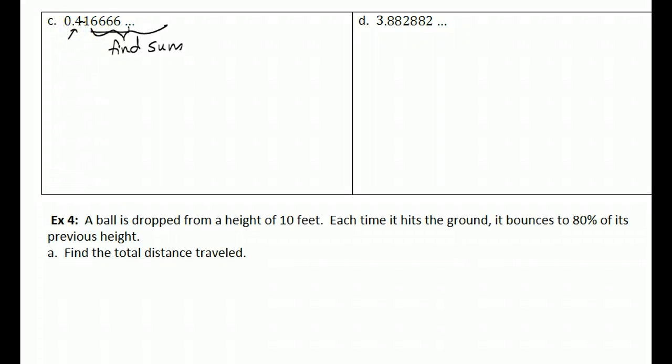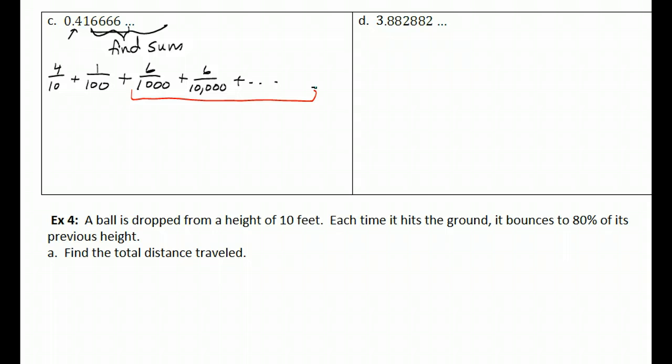I got a 4 in the 10ths place, so that's going to be 4/10ths. I've got a 1 in the 100ths place, and then I have a 6 in the 1000ths place, a 6 in the 10,000ths place, and so on. But right here is only where it's going to be the pattern. So I'm going to ignore these first 2 right now, and I'm just going to use my sum formula on this stuff.